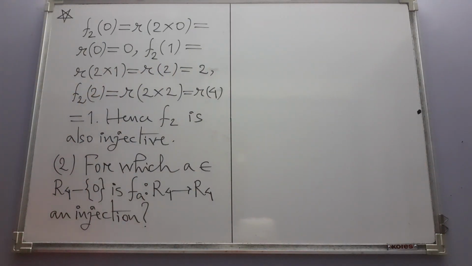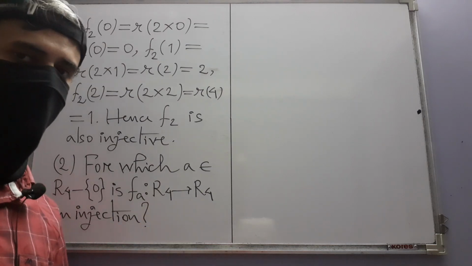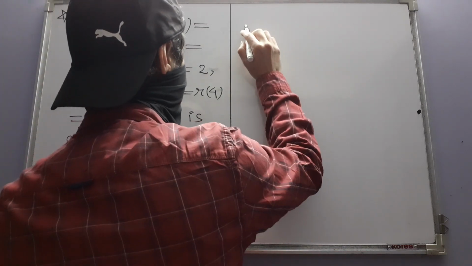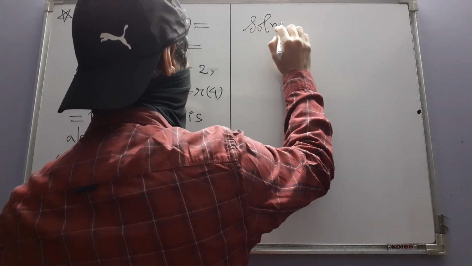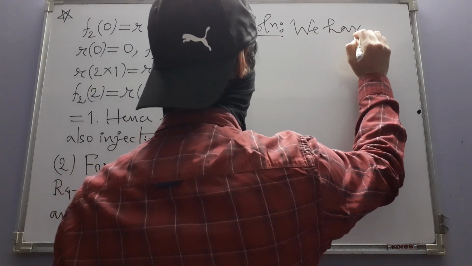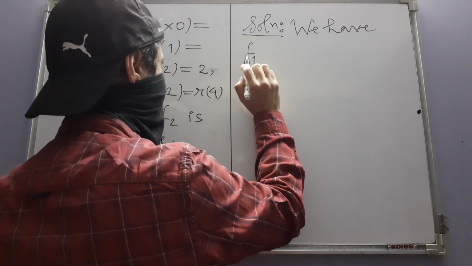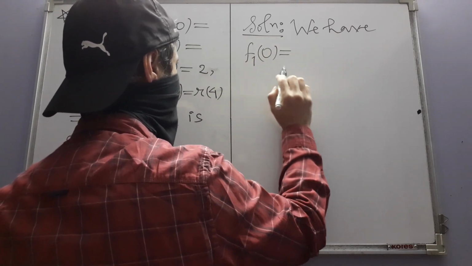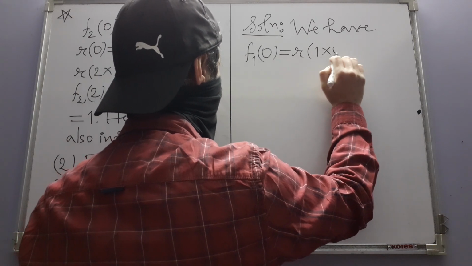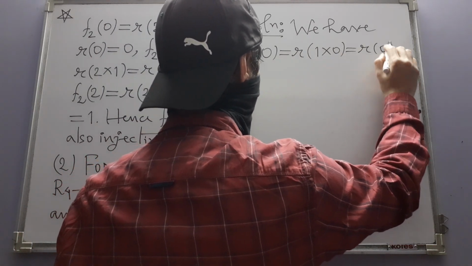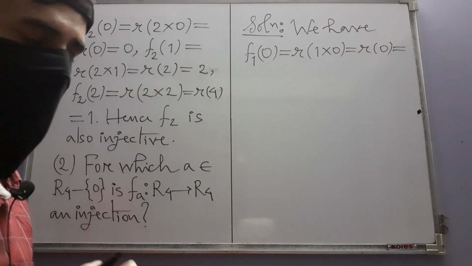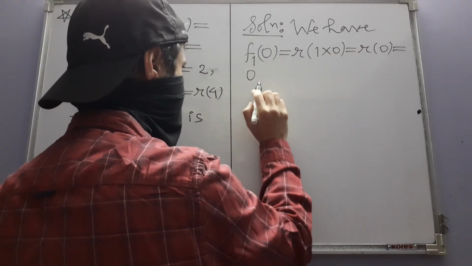You can perhaps already see that f1 here also is going to just be the identity function, but anyway, let's do the calculation. We have f1 of 0 equal to r of 1 times 0, which is r of 0, but be careful, now the number by which we are dividing is 4, not 3. Still, the remainder is 0.